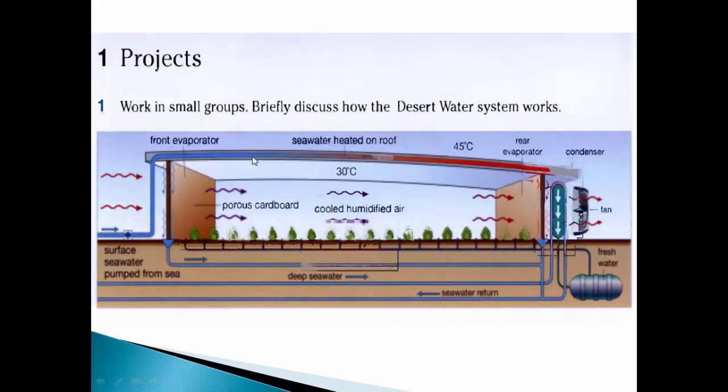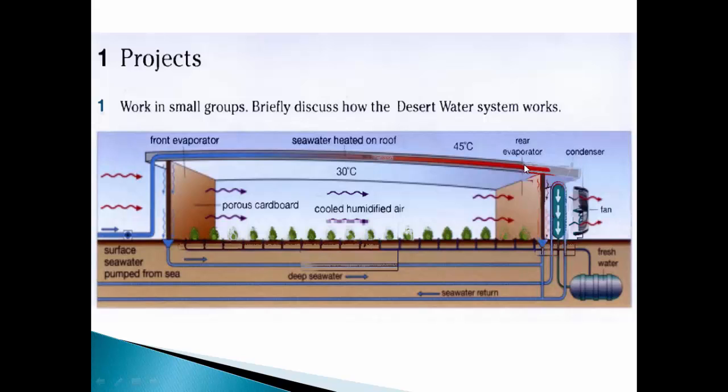Having been pumped to the top of the greenhouse, seawater trickles down to the cardboard of the front evaporator. So it is here. The evaporators cool and humidify the air inside the greenhouse. The cooling system is here, the heating system is here. So the circulation of the water comes to the evaporator. Then the air heats up as it travels across the greenhouse, up to 45 degrees Celsius, until it reaches the rear evaporator.